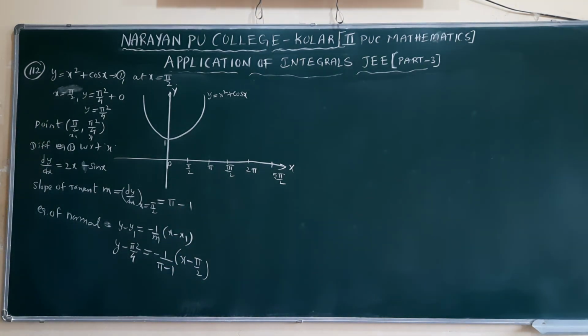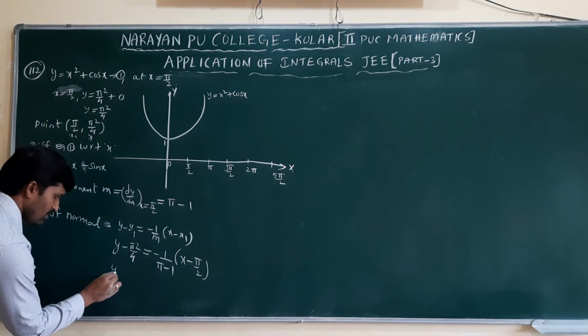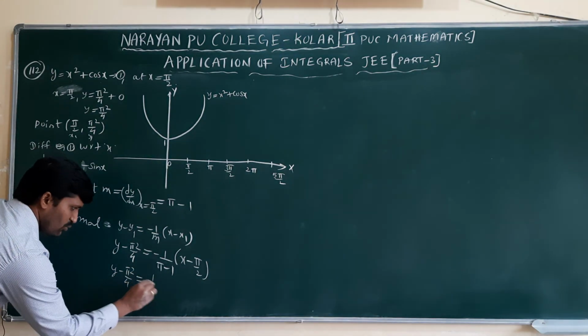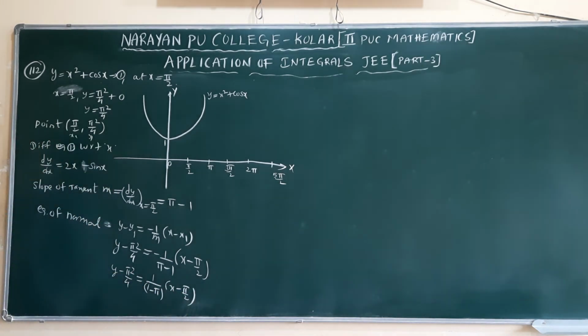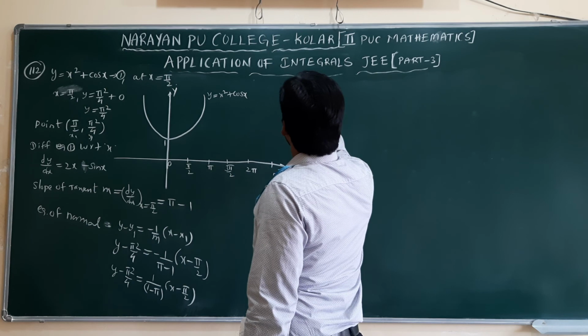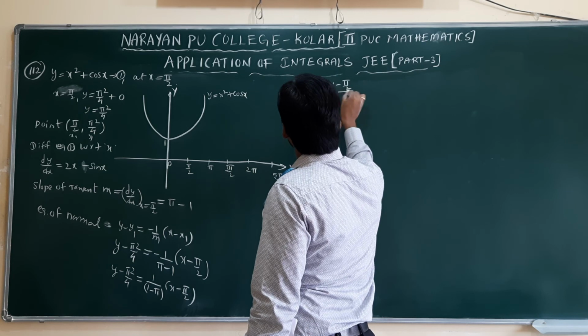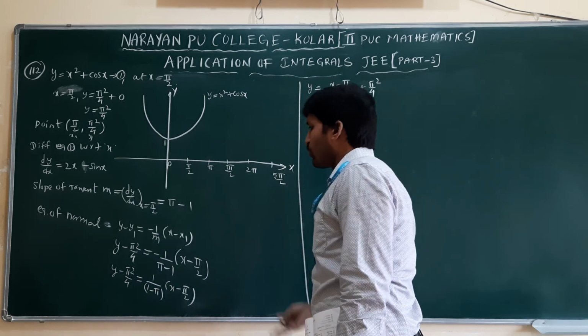In this, we need to find the area between the curve and the normal. The normal equation we need to find here. Cross multiply, what will you get? y minus pi square by 4. If you multiply by minus, what will you get? 1 by (1 minus pi) into x minus pi by 2. This is the line we are considering. y equal to, sending pi square by 4 to this side, x minus pi by 2 by 1 minus pi plus pi square by 4.